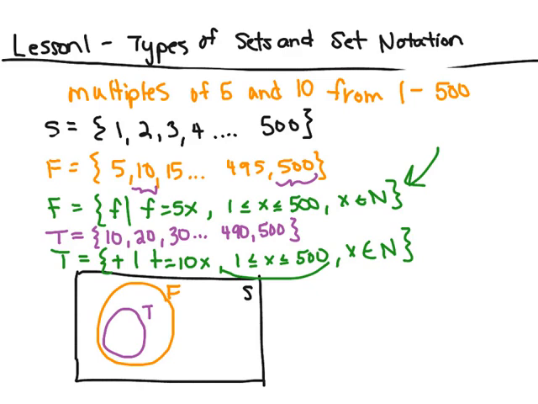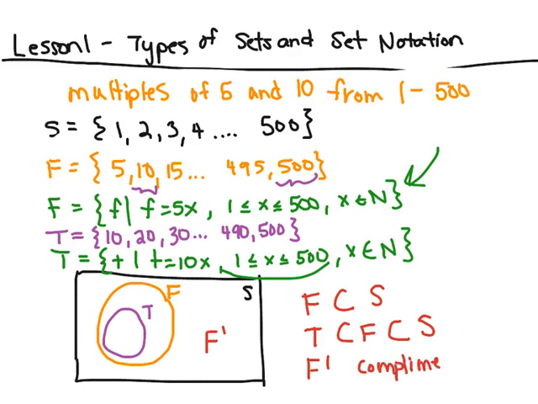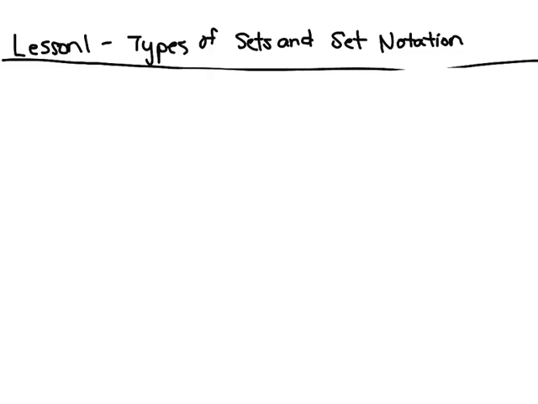If we wanted to write our subsets in set notation, we know that F is a subset of S. We know that T is a subset of F, which is a subset of S. We know that F prime is the complement of F. So that would be any number that's not a multiple of 5, like 2, 3, 4, 6, 7, 8, and on and on.